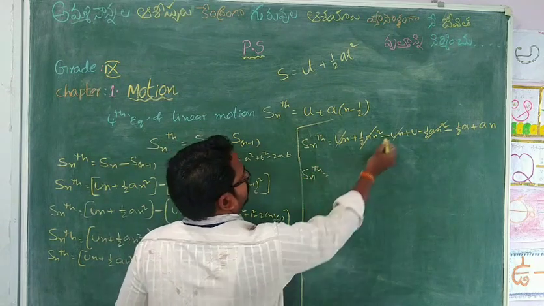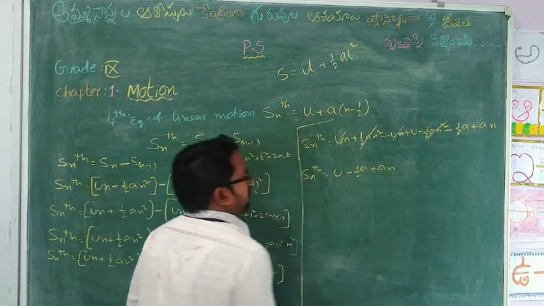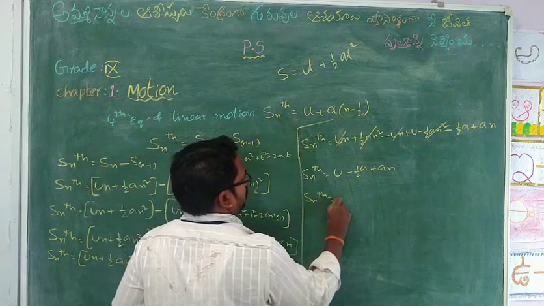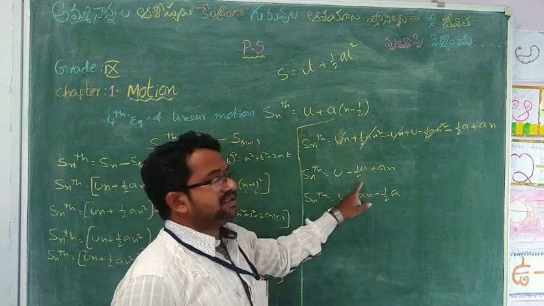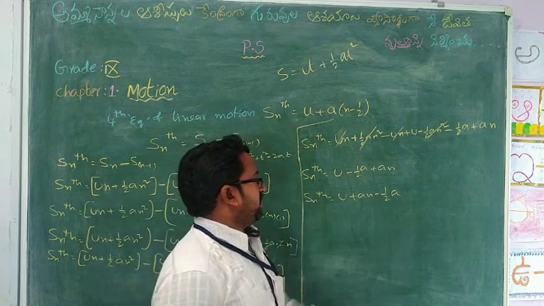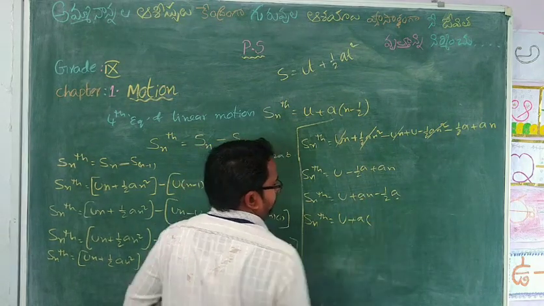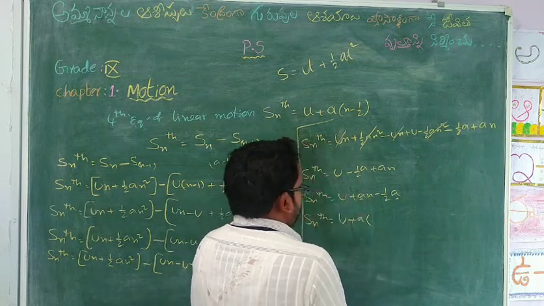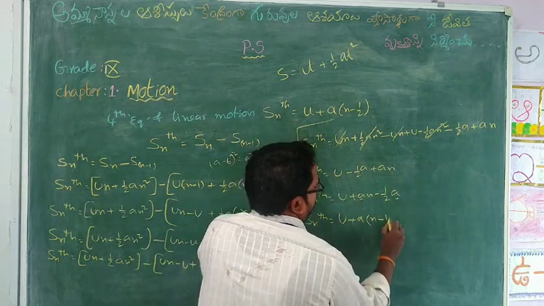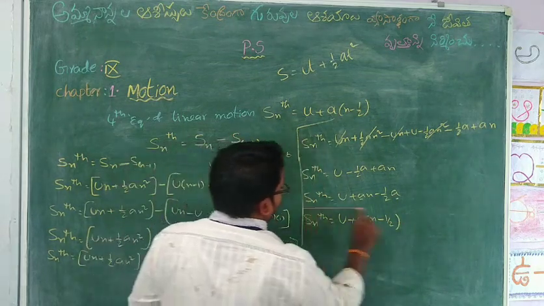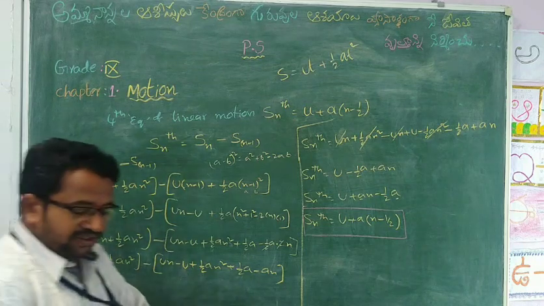Un cancels. Sn is equal to, what is that now? All this cancels. U is there, minus half a is there, plus an is there. It can be written as Sn is equal to, I write plus an and minus half a. I write a because a plus b, b plus a both are the same. So I am writing an and minus b. Now, Sn is equal to u plus a is there, common the a. Here, common the a. What is there? n is there, if we remove the a, n is there, minus, here also remove the a, what do you have? Half. So Sn is equal to u plus a into n minus half. It is the derivation of the fourth equation of linear motion.